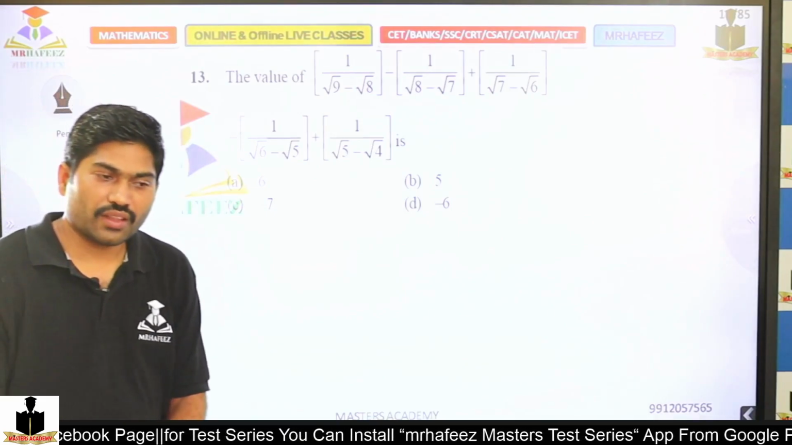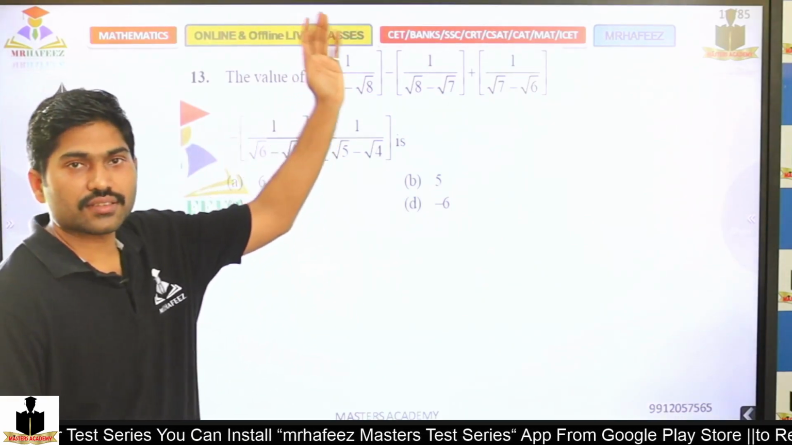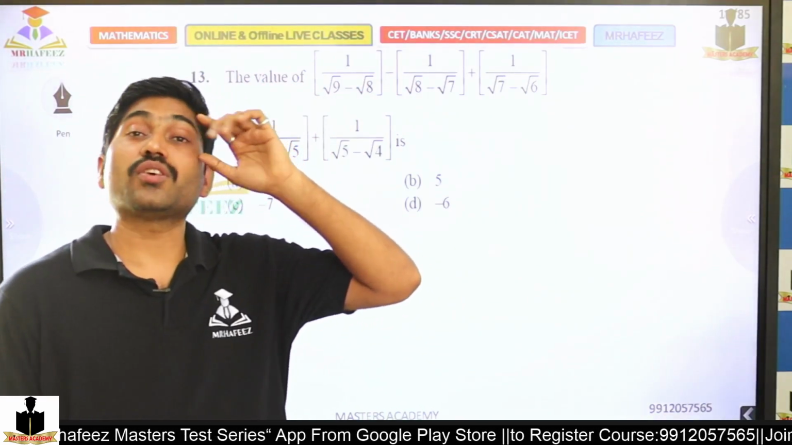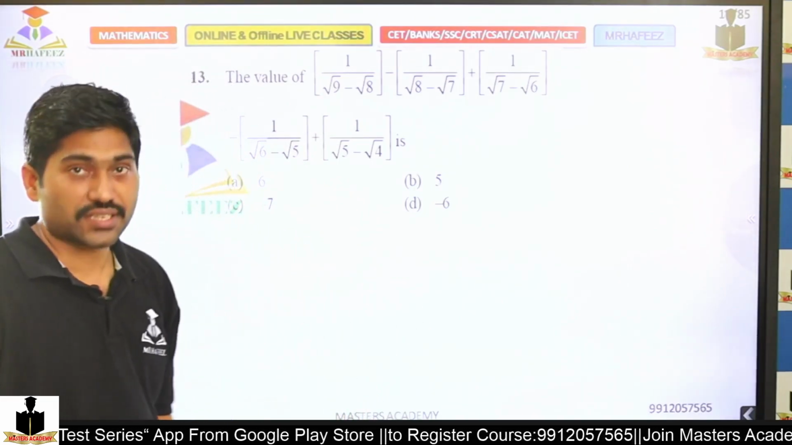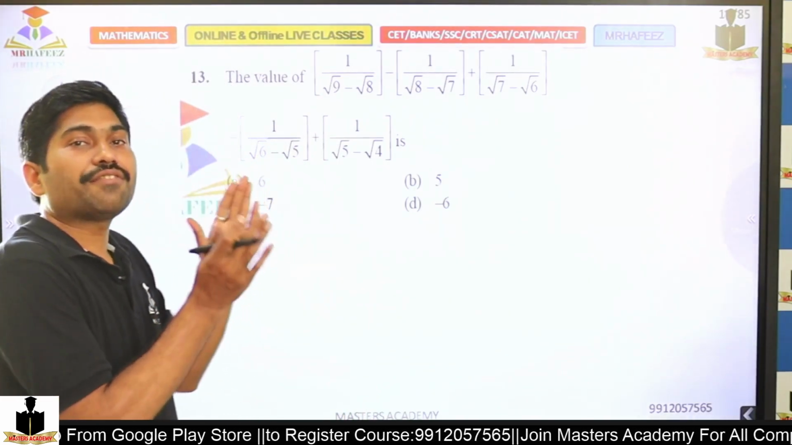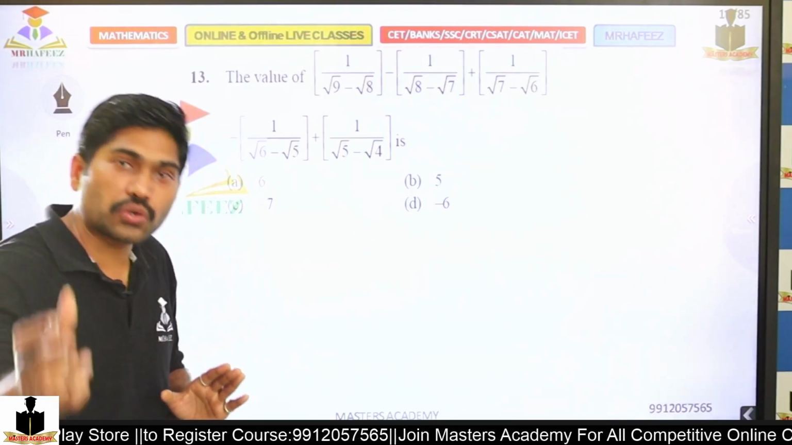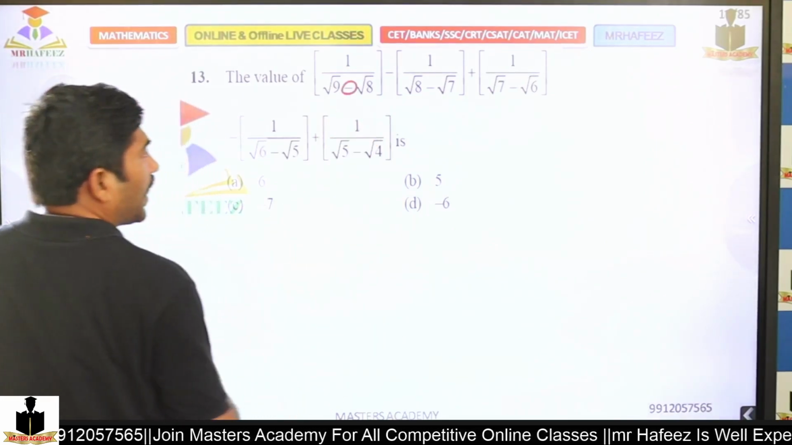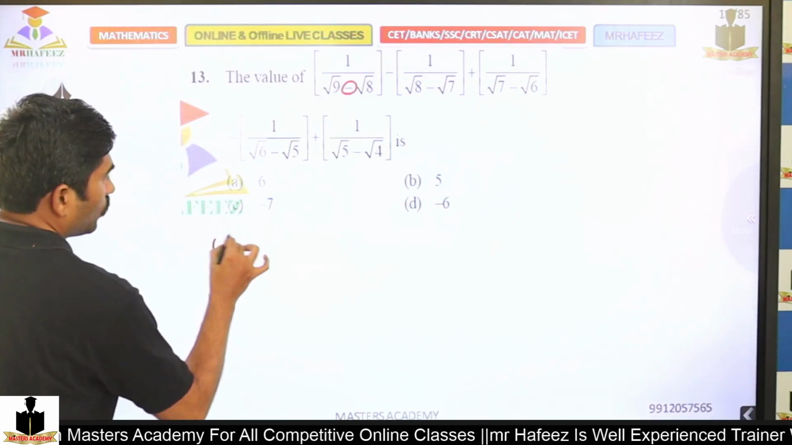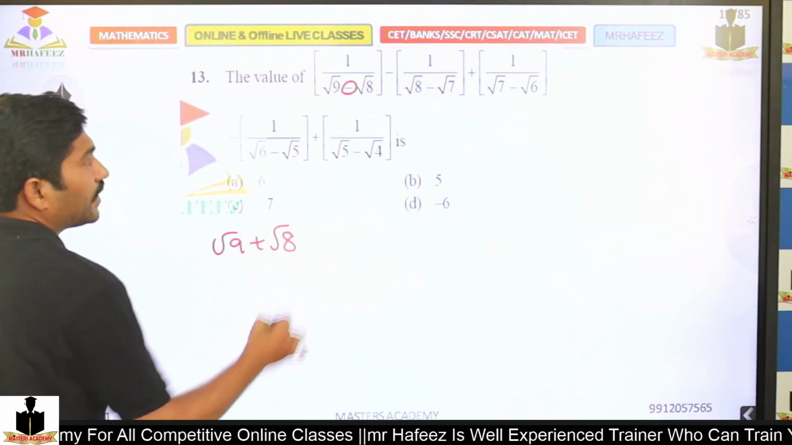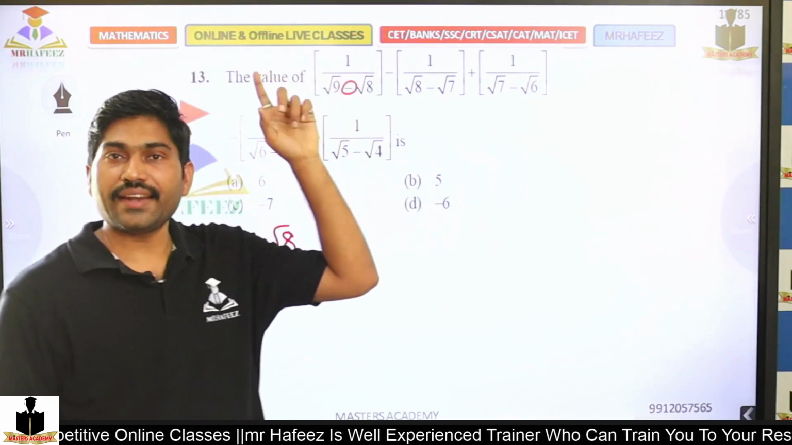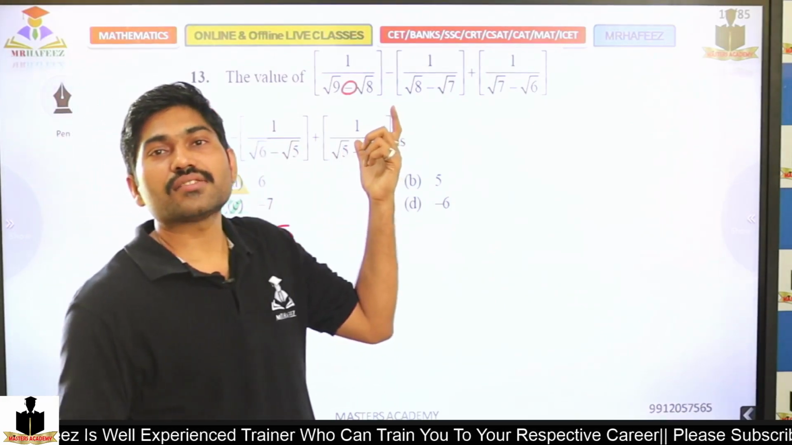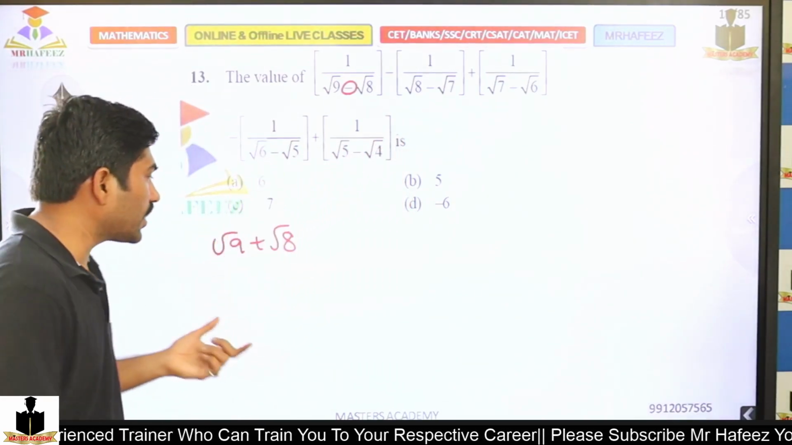So 1 by root 9 minus root 8. Whenever the denominator consists of root, you should be able to realize that it requires rationalization. If it is in the form of root a minus root b, you should multiply with root a plus root b. If it is minus, I can multiply by root 9 plus root 8, in the numerator and in the denominator. So if I multiply, I will get root 9 whole square minus root 8 whole square. The value is 9 minus 8, which is 1. So the denominator is only 1.